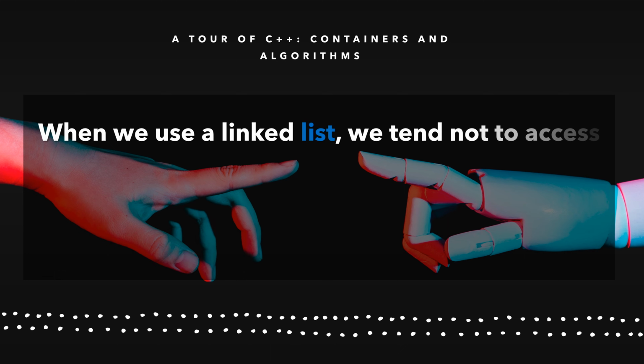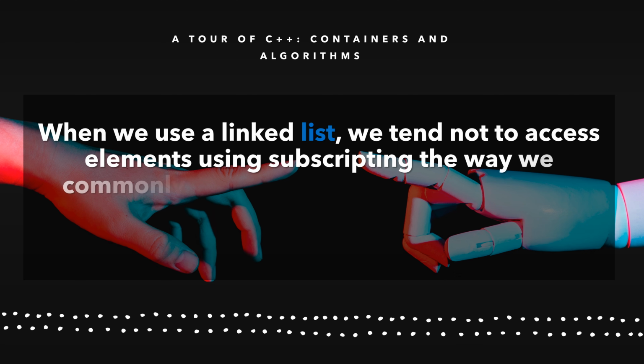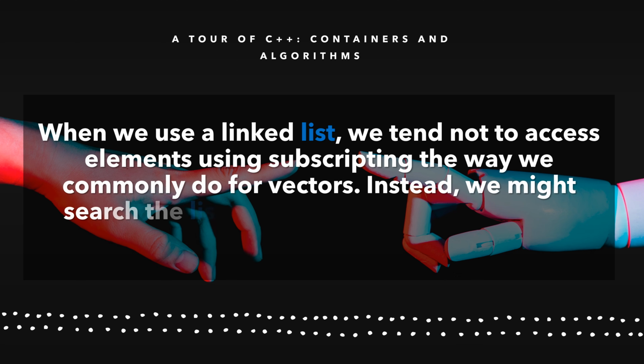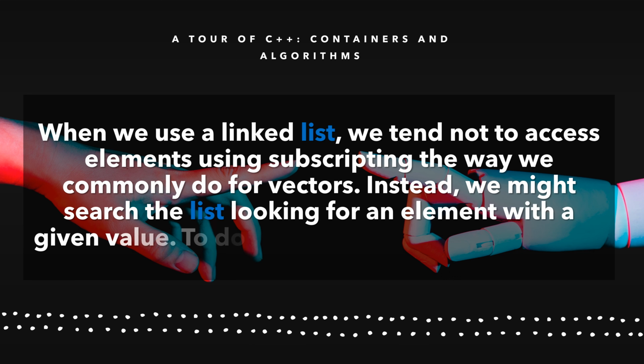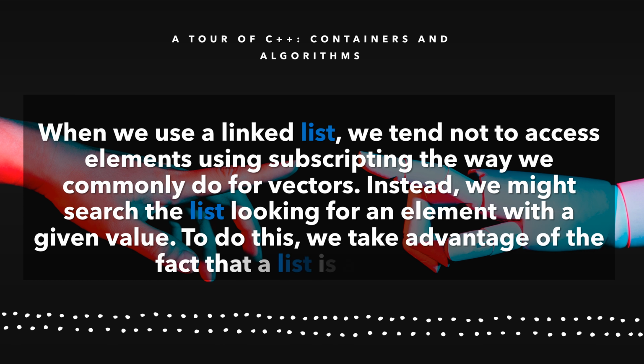When we use a linked list, we tend not to access elements using subscripting the way we commonly do for vectors. Instead, we might search the list looking for an element with a given value. To do this, we take advantage of the fact that a list is a sequence.